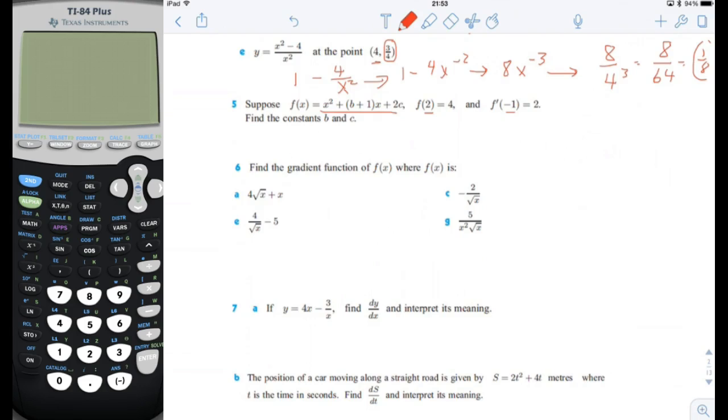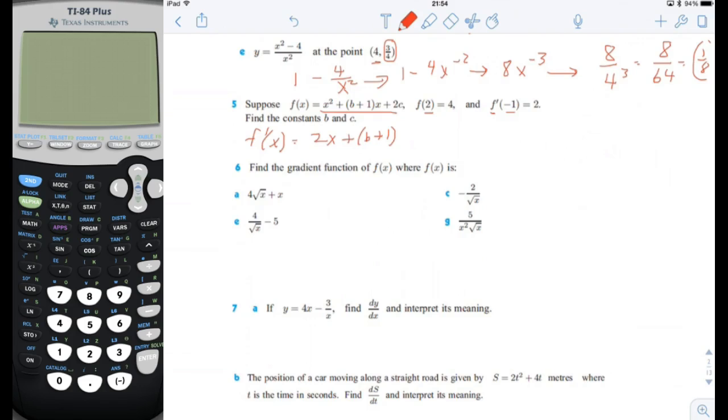Okay, so the first thing I'm going to do is find the derivative, because it says that f dashed of negative 1 is 2, and I don't even know what the function f dashed is yet, so I'm going to do that first. It's going to be 2x, because the derivative of x squared is 2x. Then b is a constant, so I just treat b plus 1 as a number. If I take the derivative of that, I just get b plus 1, because the x is going to disappear. Plus 2c. 2c is a constant, so that just becomes 0 also.